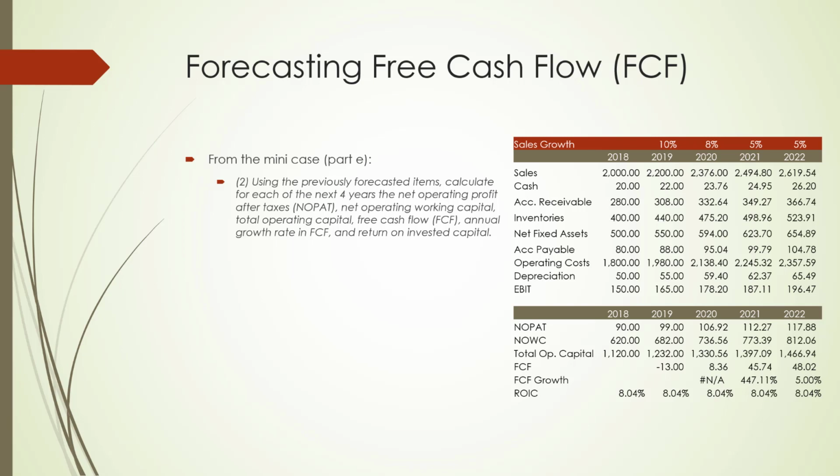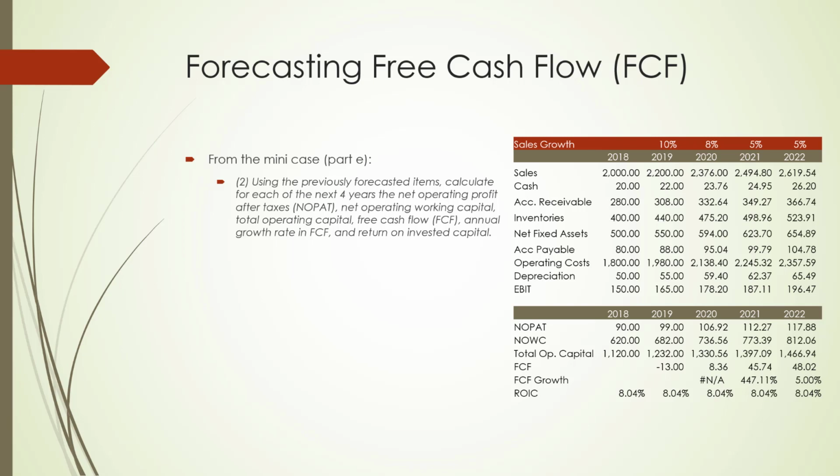Now, remember that all of those items that I just mentioned are growing at the same rate as sales. That means that NOPAT will also grow at the same rate as sales. So you could calculate NOPAT for each year, and I suggest that you do that just to get practice. Or once you've calculated it for 2018, then you can just grow it by applying the growth rates. So in 2019, NOPAT gets 10% bigger. In 2020, it gets 8% bigger than it was in 2019, and so on.